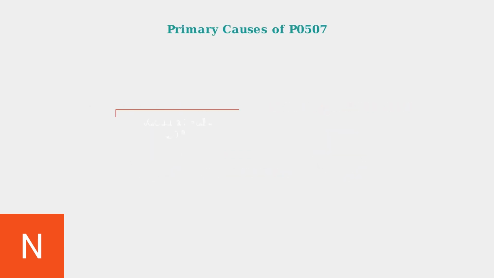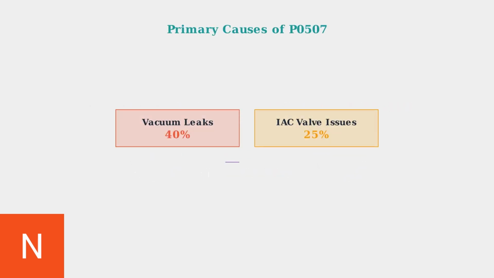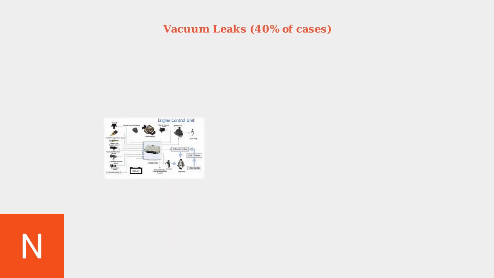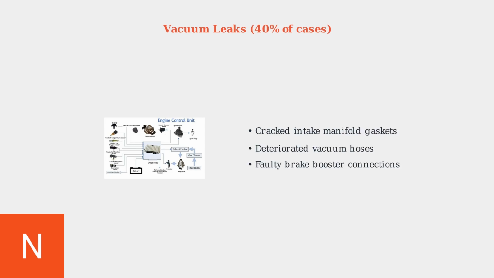The P0507 code has four primary causes, each with different likelihood of occurrence. Vacuum leaks account for 40% of cases, making them the most common cause. IAC valve issues represent 25%, throttle body problems account for 20%, and air intake system issues make up the remaining 10%. Vacuum leaks are the most common cause, representing 40% of P0507 cases.